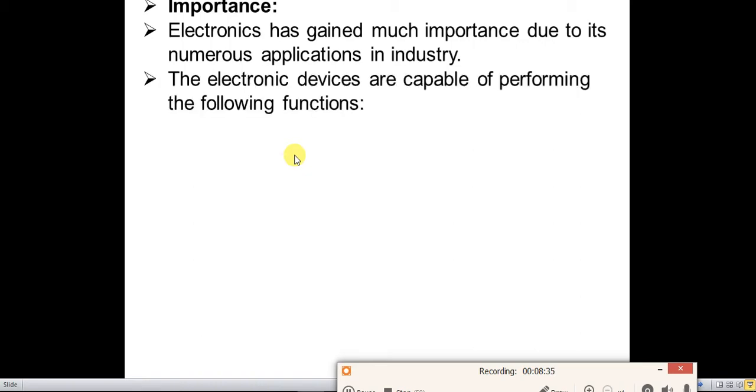So the electronic devices, for example, we will study each and every electronic device. For the time being, you should know what the electronic devices are. Basically we deal with diodes. There are many types of diodes, and transistors. There are different types of transistors. So all these diodes and transistors, along with the passive components, resistors, capacitors and inductors, are capable of performing the following functions, such as our first function is rectification.